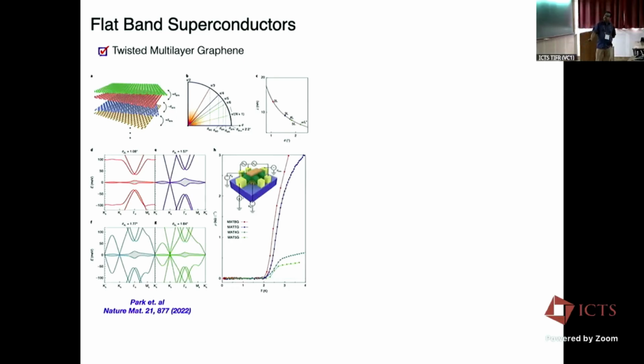And what all of these have in common is that they have a flat band. Of course, the details of the band structures and so on are different in each case.